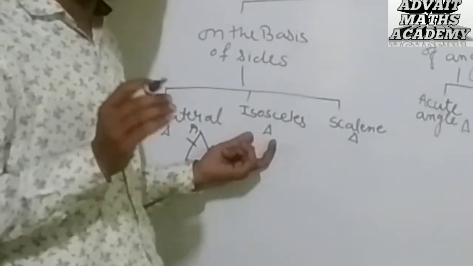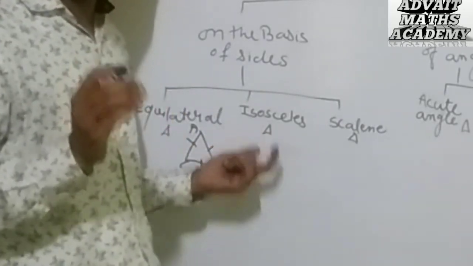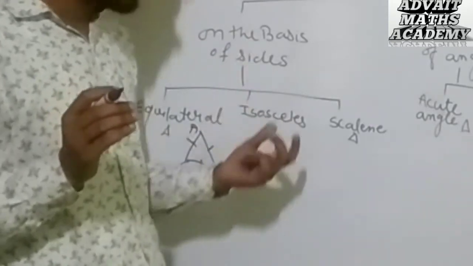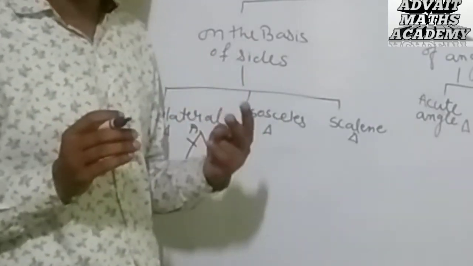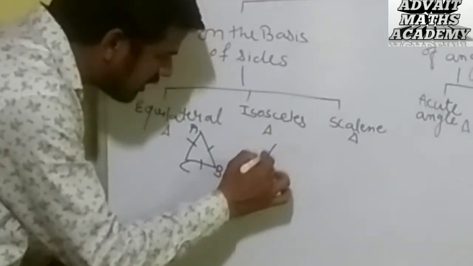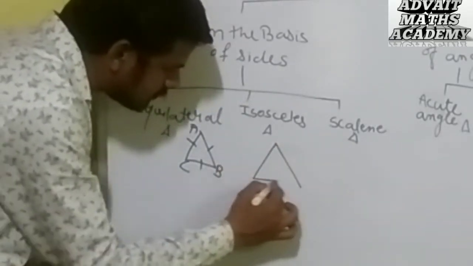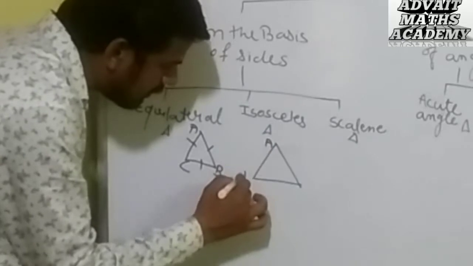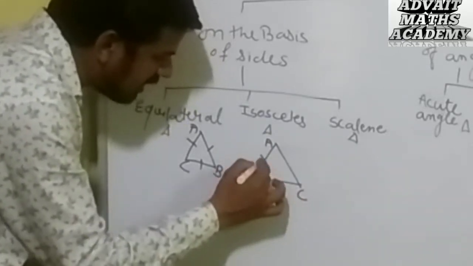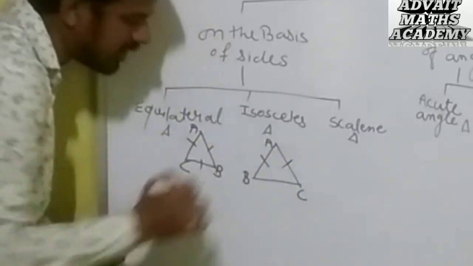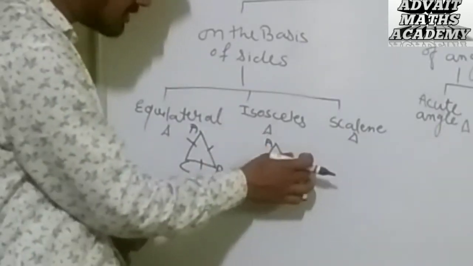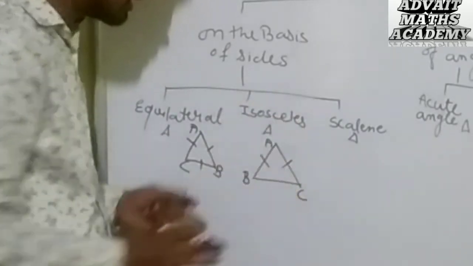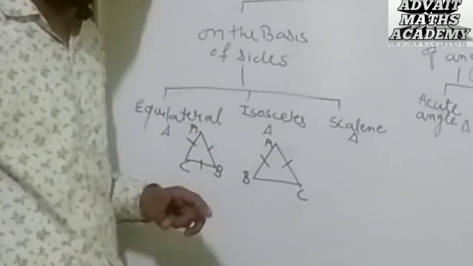Next one is the isosceles triangle. Iso means two, meaning in that, two sides are the same. See in the figure ABC, AB is equal to AC. In that, two sides are the same, AB is equal to AC. It is known as an isosceles triangle.